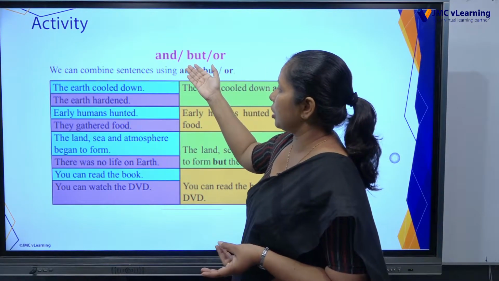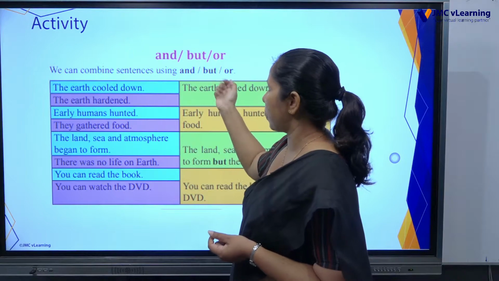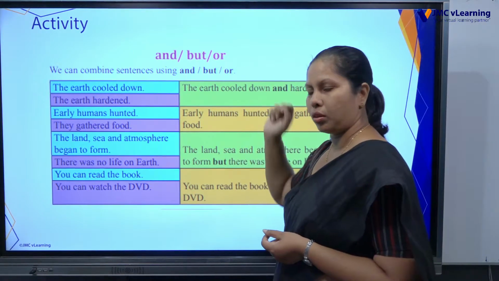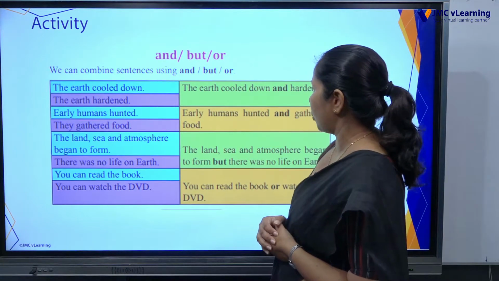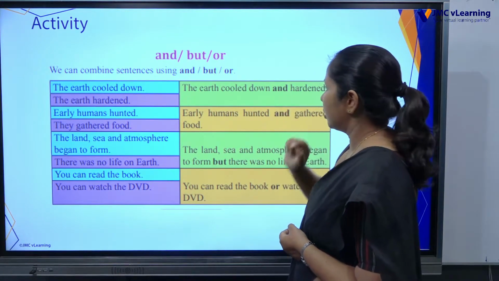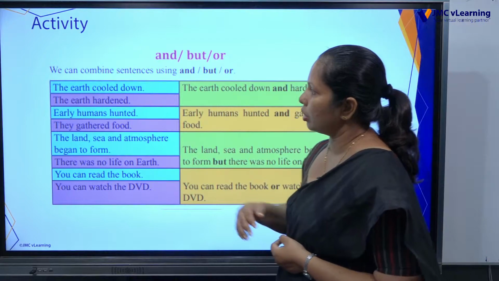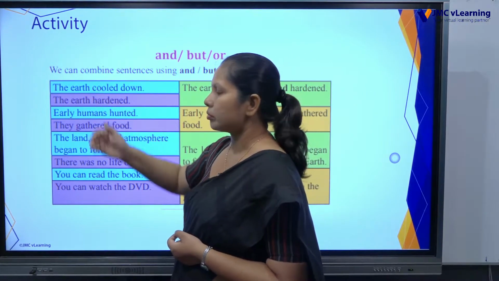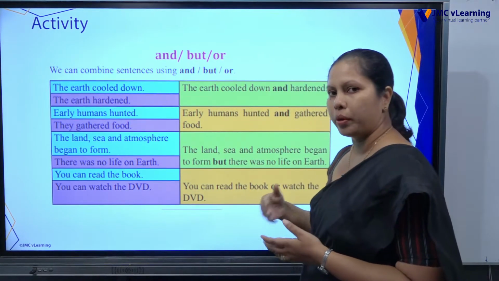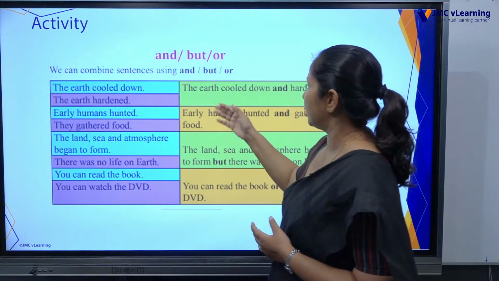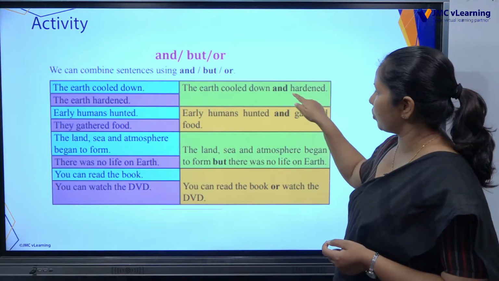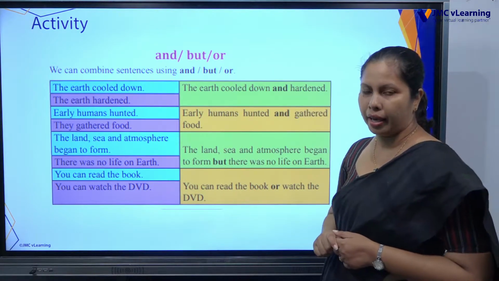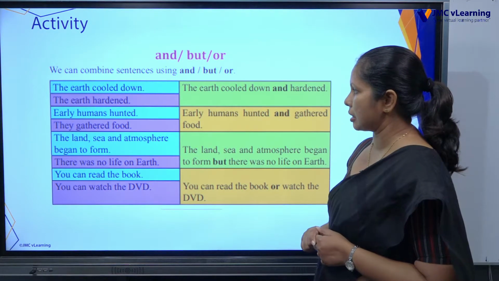So we need to decide whether it is going to be and, but, or. So we say the earth cooled down and hardened. Here no need of repeating the same words over and over. So we can take it as the earth cooled down and hardened. Here we have used the conjunction and to join the two sentences together.